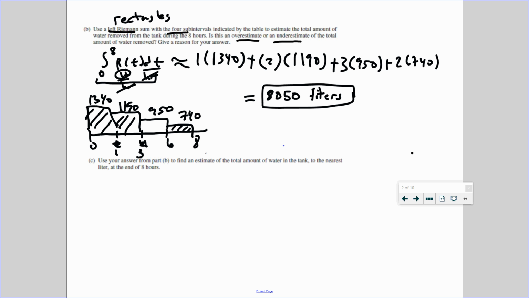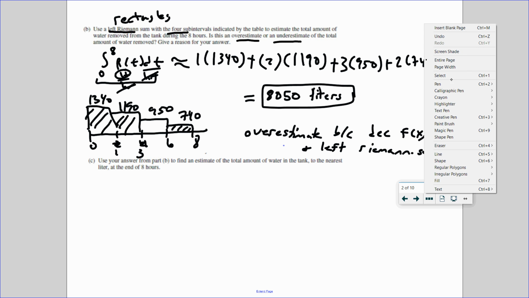Now, the second part says, is it an overestimate or an underestimate? Well, this is a left Riemann sum, and we're going down. So, of course, this is going to be an overestimate. This is from a long time ago. It's an overestimate, and that is because this is a decreasing function and a left Riemann sum. And that's why it's an overestimate. Take a look back at the notes from a long time ago to get that.